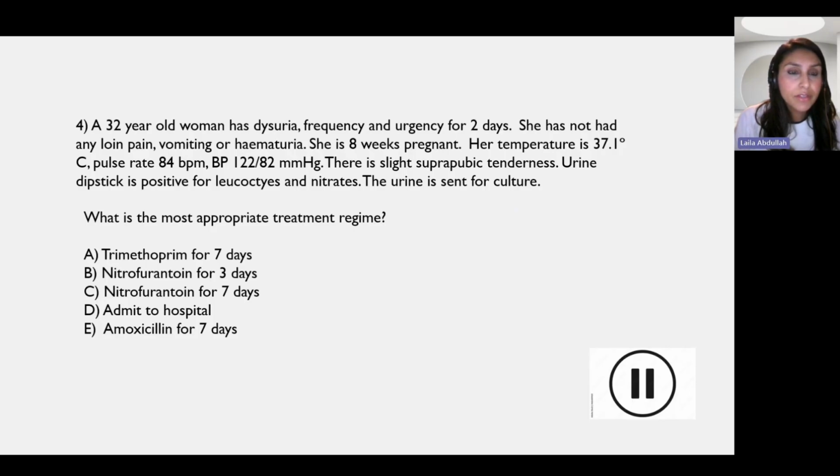So in this question, a 32-year-old woman has dysuria, frequency and urgency for 2 days. She's not had any loin pain, vomiting or hematuria. She's 8 weeks pregnant. Her temperature is 37.1, pulse is 84, blood pressure 122/82. There is slight suprapubic tenderness. Urine dipstick is positive for leukocytes and nitrates, and the urine is sent for a culture. So what is the most appropriate treatment regime?